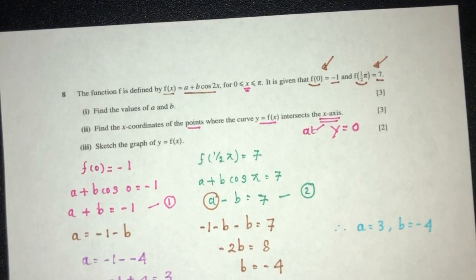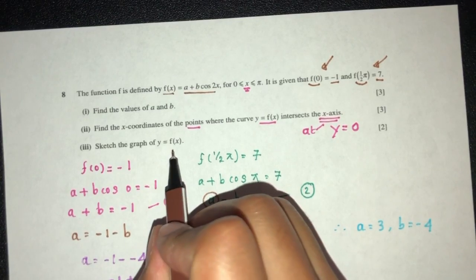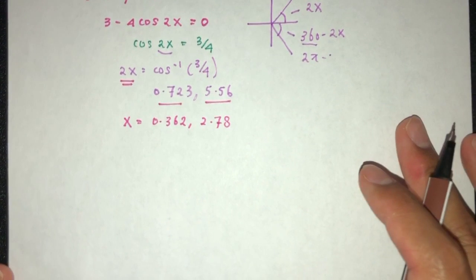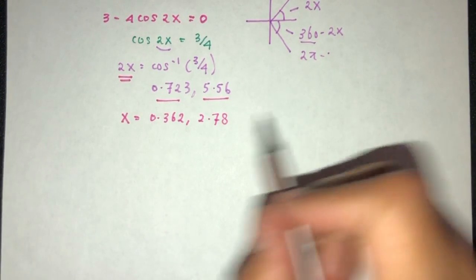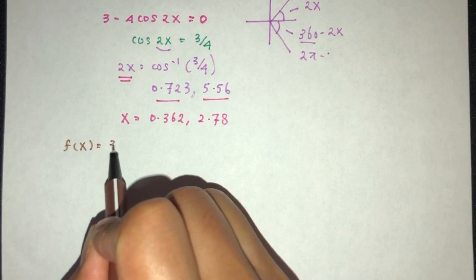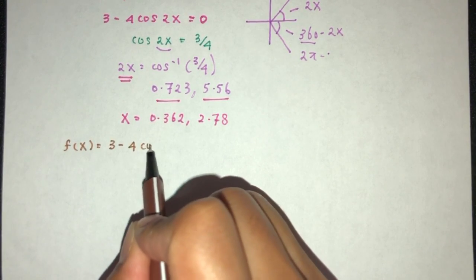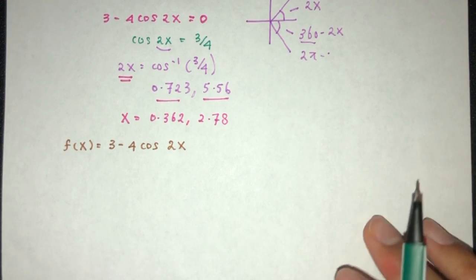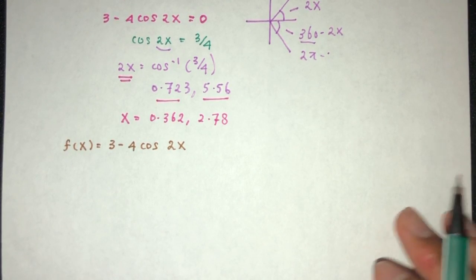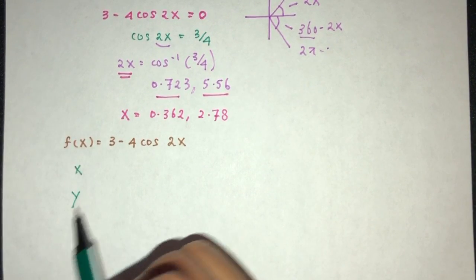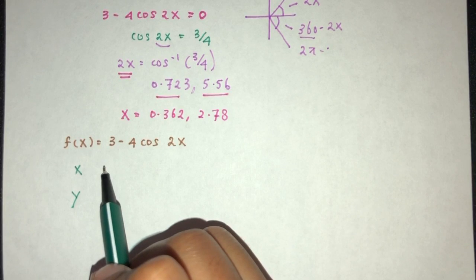Now for part 3, we have to sketch the graph of y equal to f of x. So pretty easy. First thing first, let me write down the equation. Here we have f of x was found to be 3 minus 4 cos 2x. Now as always, I recommend first that we make a table of values, x and y. I will begin from the value of 0.